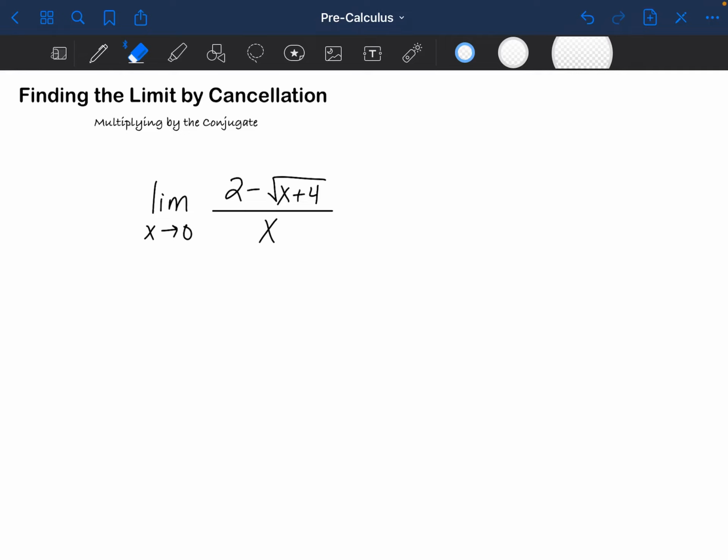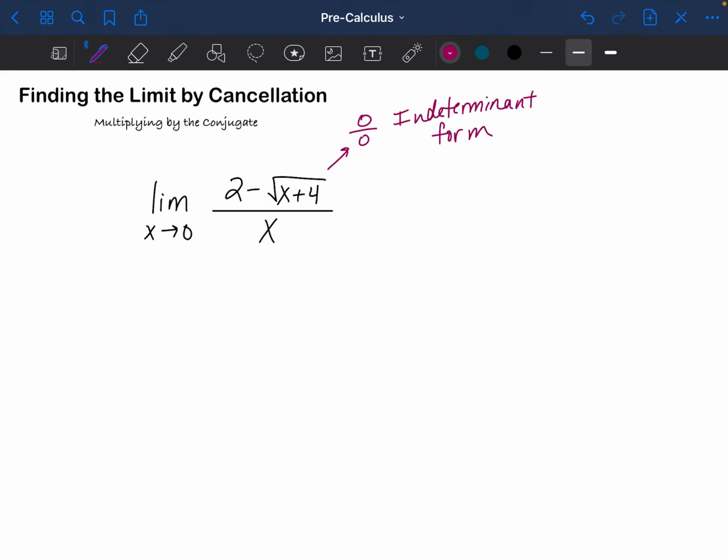Looking at this limit here, if we were to try doing direct substitution and we plug in 0, well, 2 minus 0 plus 4 is the square root of 4. We'd have 2 minus 2 in the numerator, 0. And then, of course, we can't put 0 in the denominator. So this is going to be an indeterminate form, 0 over 0. That means that we can definitely find the limit by using cancellation.